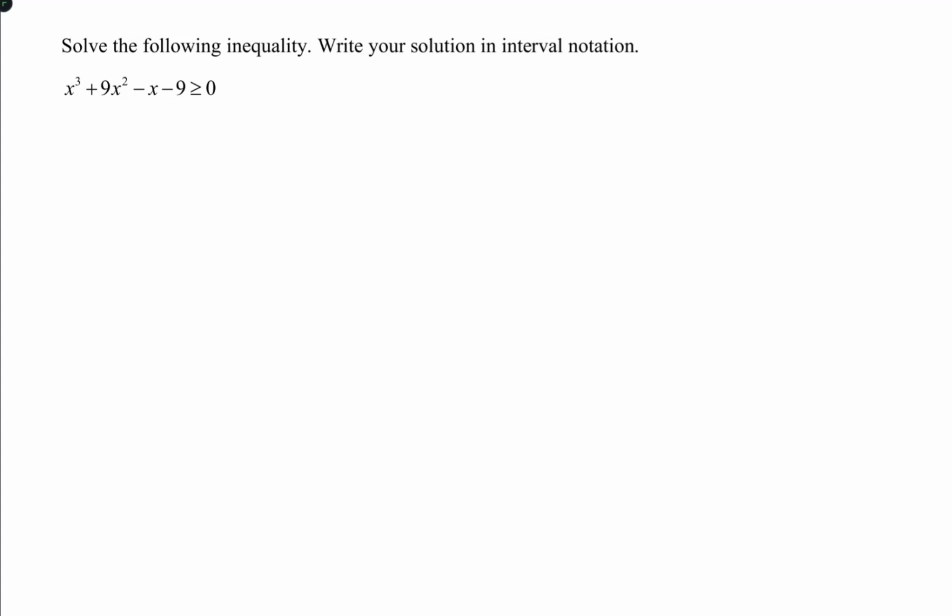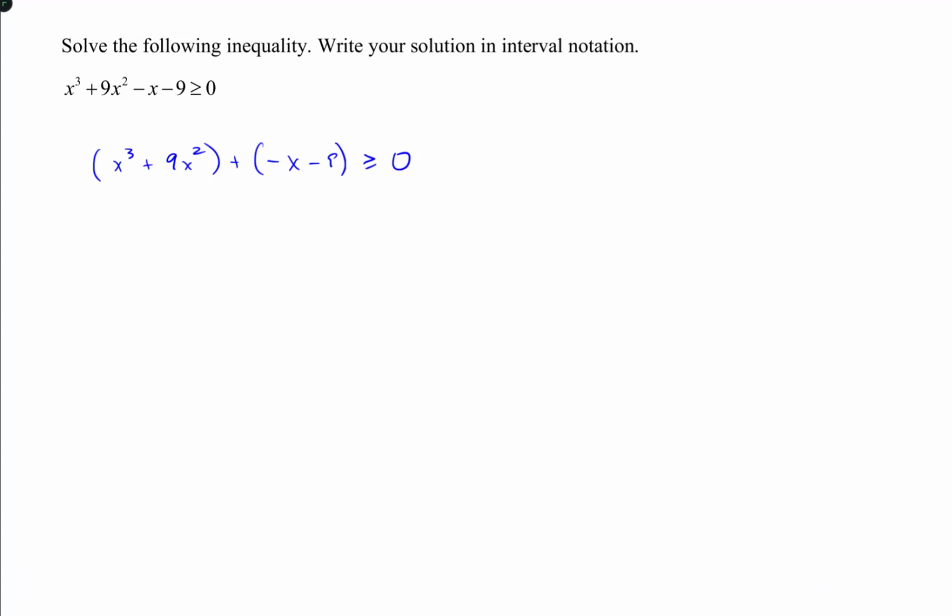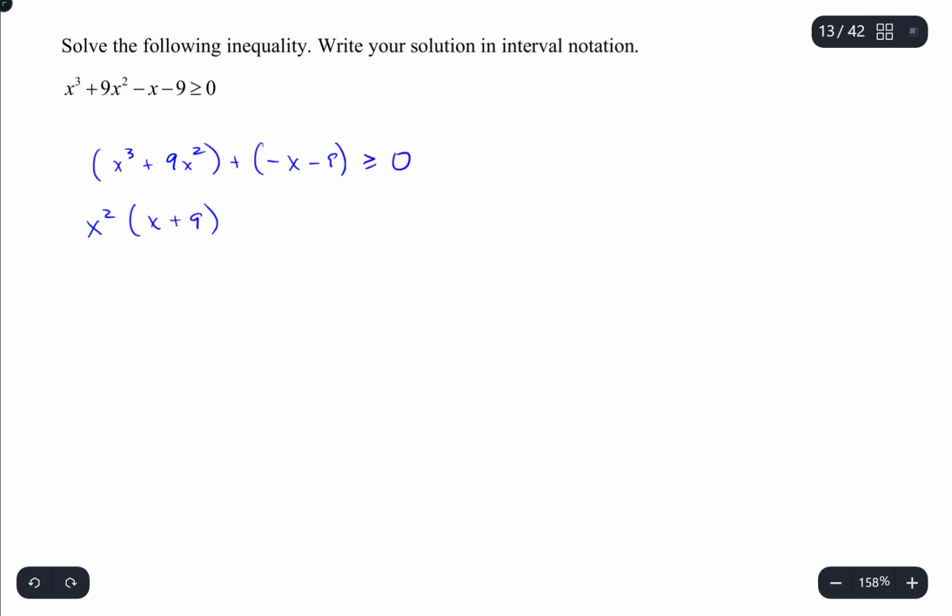But if there's 4 terms, and what can possibly happen, it doesn't always happen, if you separate those first 2 terms from the last 2, if it just so happens that you have the right kind of coefficients, then what might work is if you take out a common factor of the first group, which would be x squared, and that would leave me with x plus 9. And if I take out a common factor of the second group, which is a negative 1 really, that would also leave me with x plus 9.